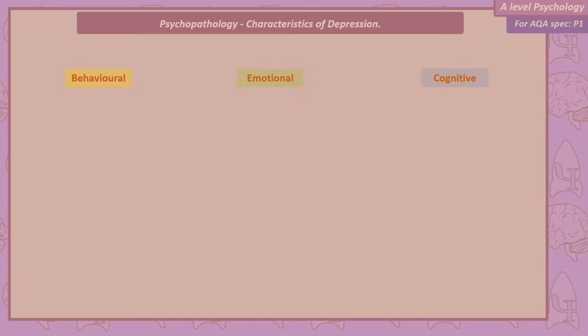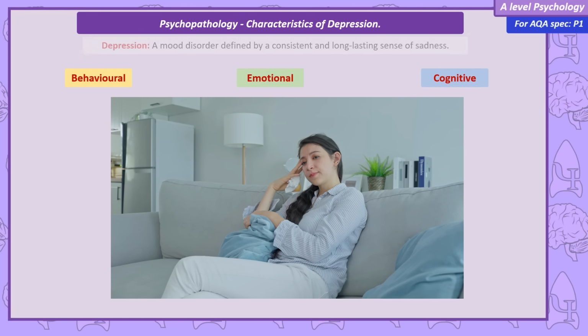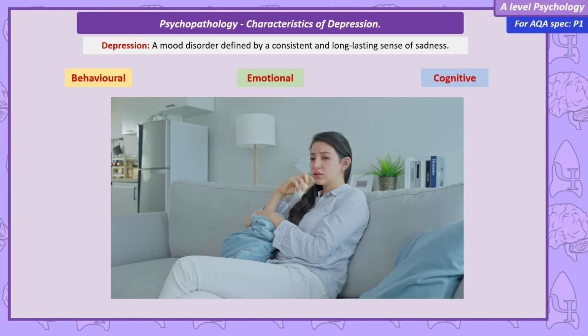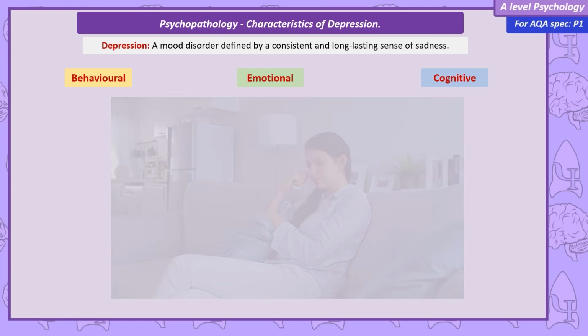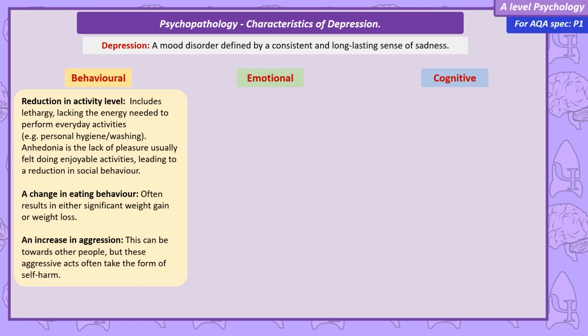Behavioural, emotional, and cognitive characteristics of depression. Depression is a mood disorder, so we generally understand this as a constant and long-lasting sense of sadness. But beyond this emotional characteristic, we can identify behavioural characteristics. There's likely to be a change in activity level.